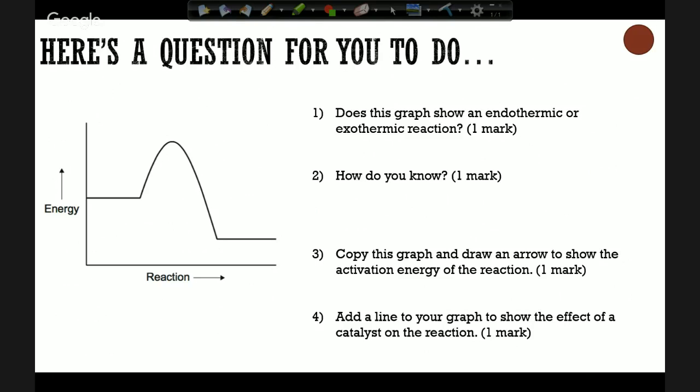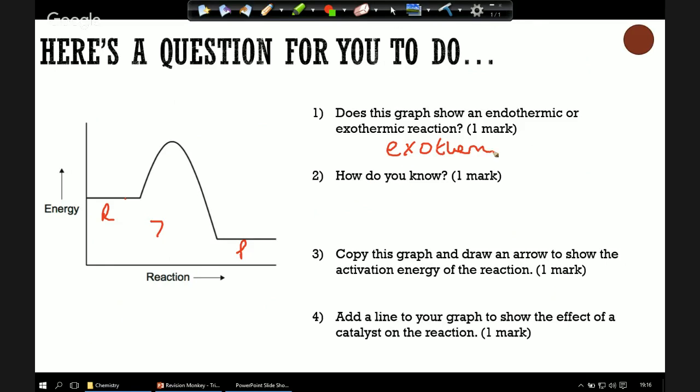Okay, so let's see how you got on with these questions. It says, number one, does this graph show an endothermic or exothermic reaction? Well, if you have a look over here, the energy of the reactants is greater than the energy of the products. So the reaction must have lost energy. So it must be an exothermic reaction. And here we want the idea that the energy of the reactants is greater than the energy of the products.